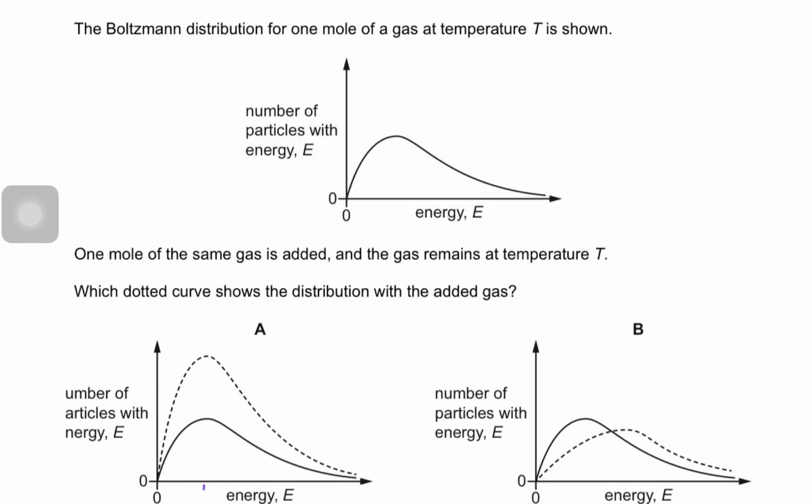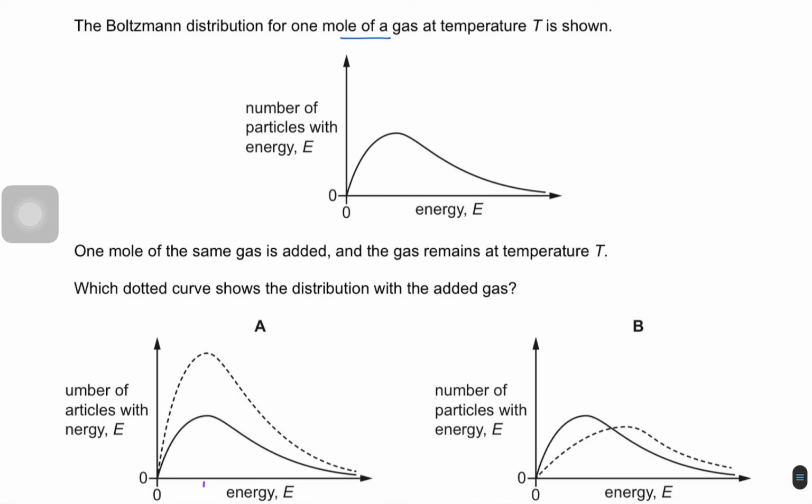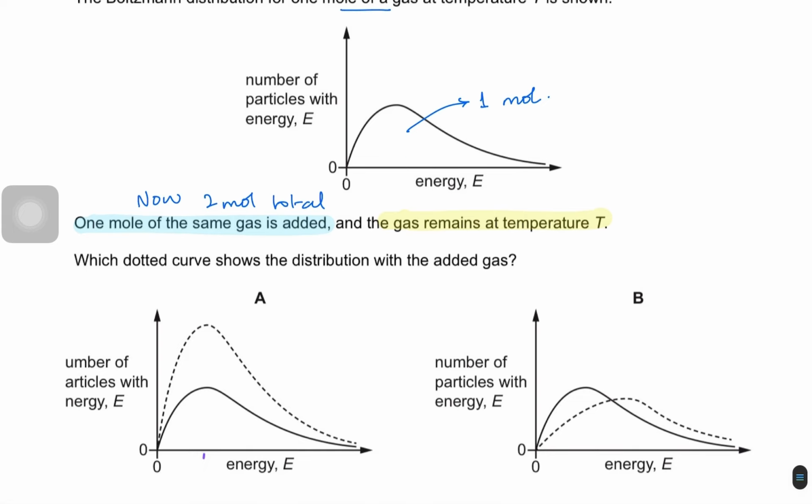Let's try it in a past paper question. It says the Boltzmann distribution for 1 mole of a gas at temperature T is shown. Since they're talking about 1 mole of gas, the area under the curve is 1 mole because it shows proportion of particles. 1 mole of the same gas is added and the gas remains at temperature T. Now you have 2 moles of gas, right? So your temperature is the same, the gas remains at temperature T. It means the particles have still the same average energies. The average peak, the average value should be the same.